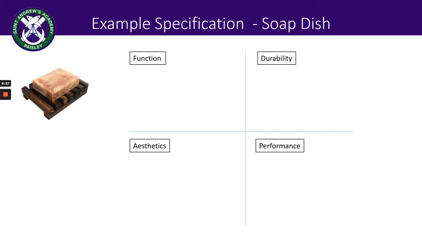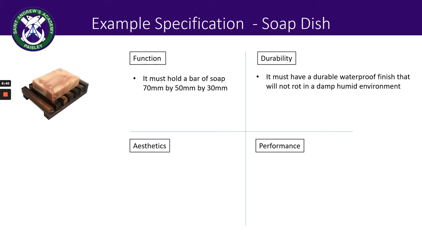So this is where each of the points should be assigned in terms of which design factor they relate to. So it must hold a bar of soap 70 by 50 by 30 is the function. It must have a durable waterproof finish that will not rot in a damp, humid environment, durability. Must be shaped to hold a bar of soap is function.